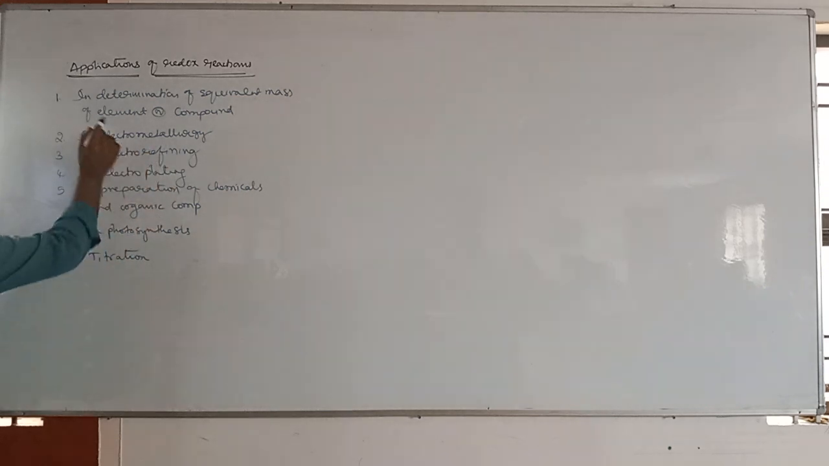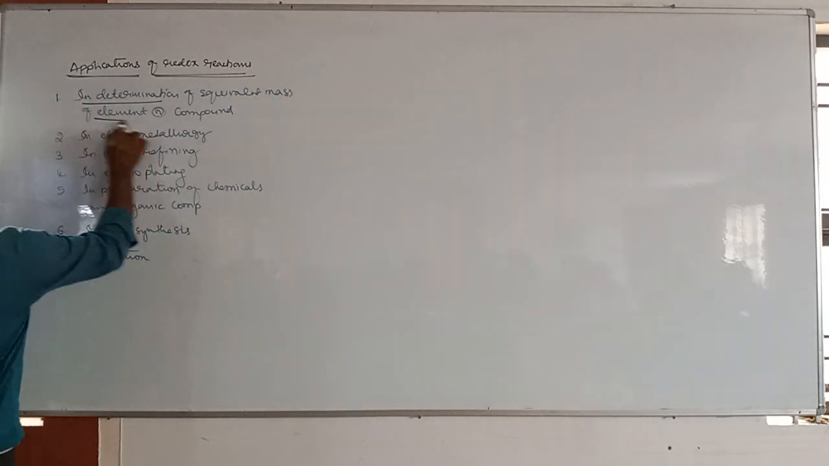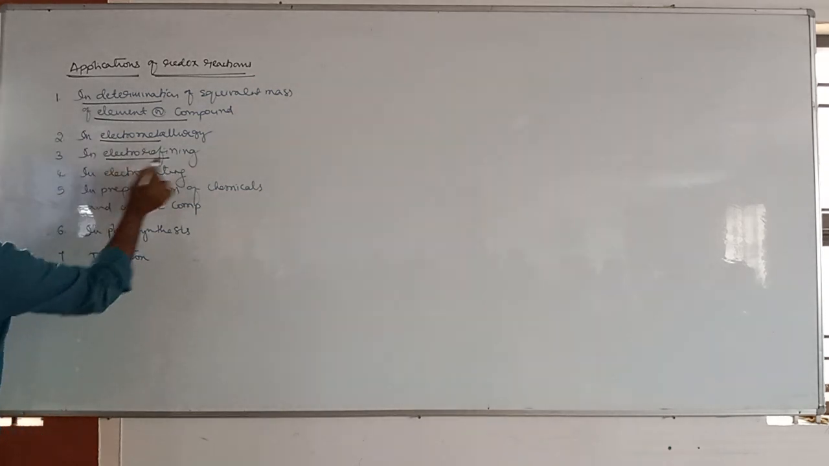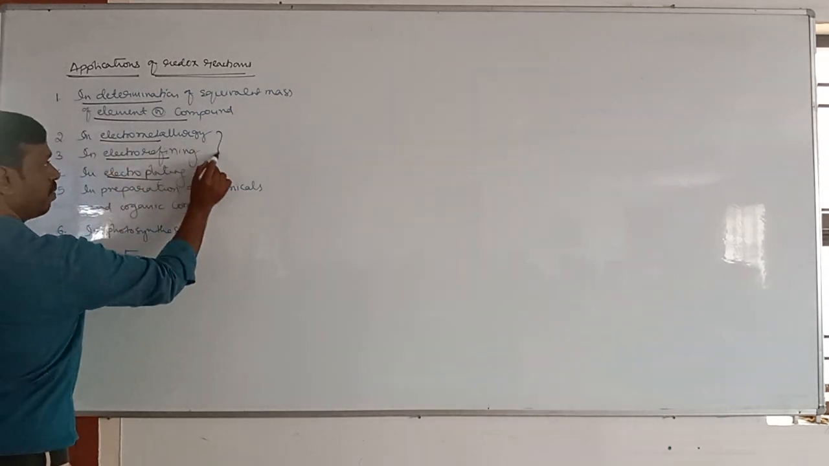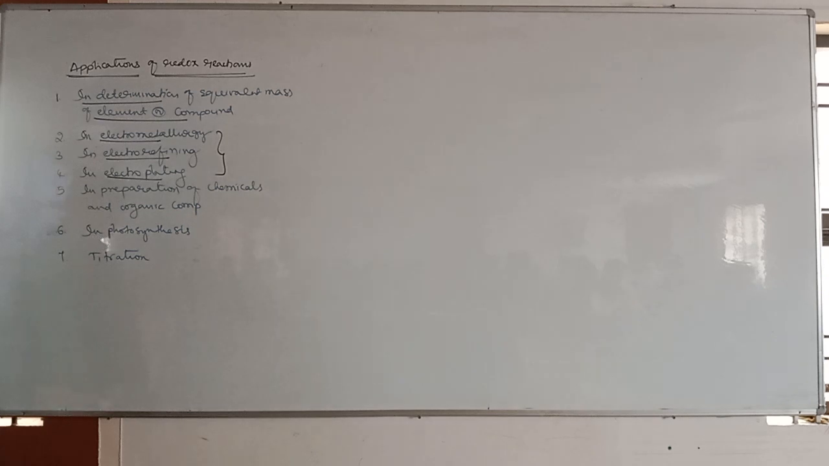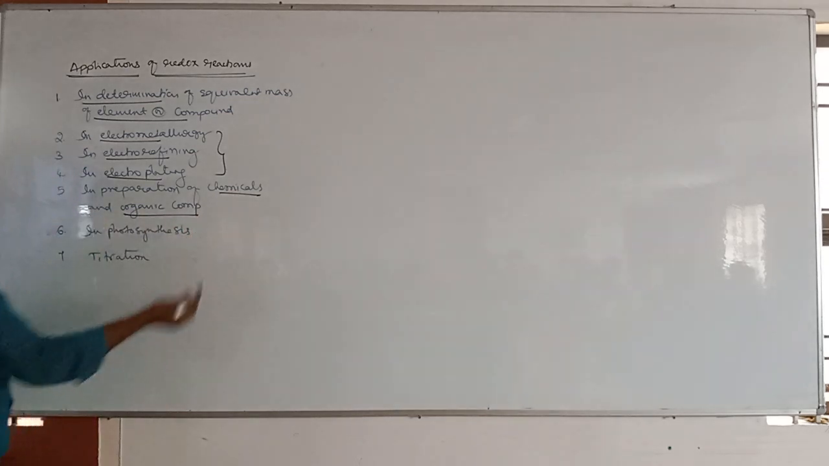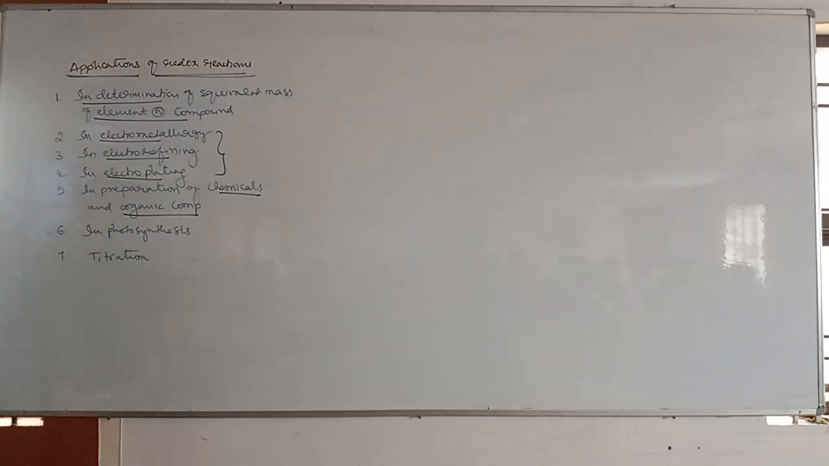So the first one we have studied. Once again we will study some more examples. And electrometallurgy, electro refining, electroplating, these 3 methods we will study in the metallurgy topic separately. Now no need to discuss here. Next is preparation of many chemicals and organic compounds, that we know. By using redox reactions we can prepare many chemicals and many organic compounds also.